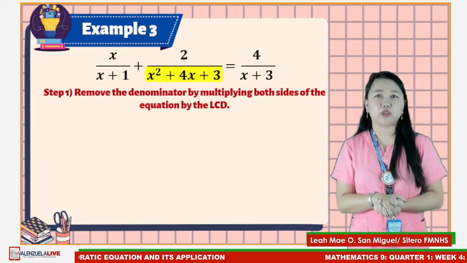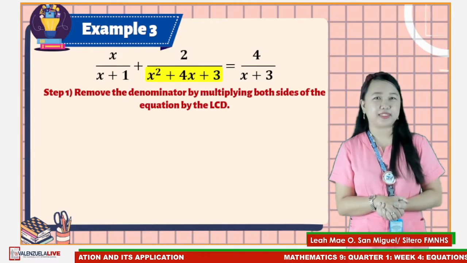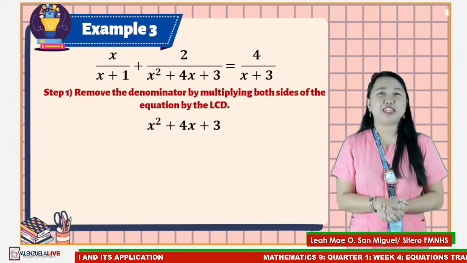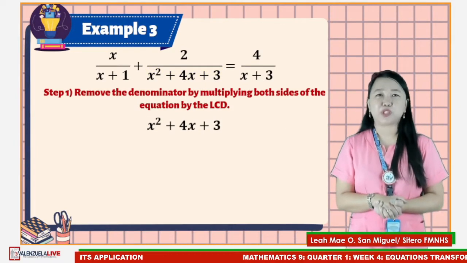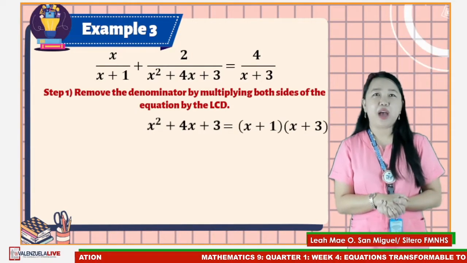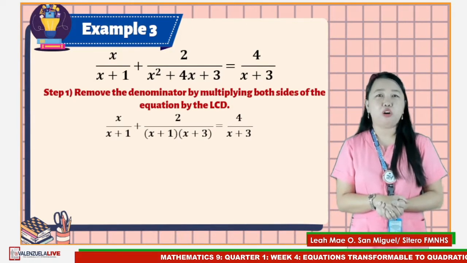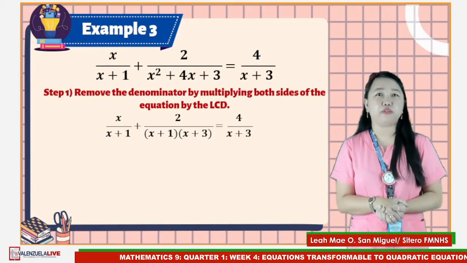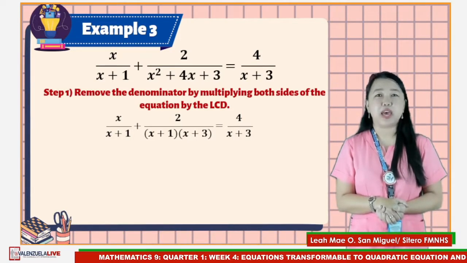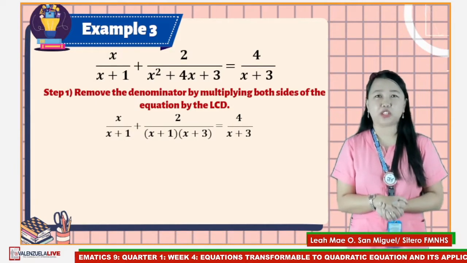What are the factors of x squared plus 4x plus 3? Perfect! The factors are x plus 1 times x plus 3. We now have x over x plus 1 plus 2 over x plus 1 times x plus 3 is equal to 4 over x plus 3. Now, what is the LCD in the given equation?